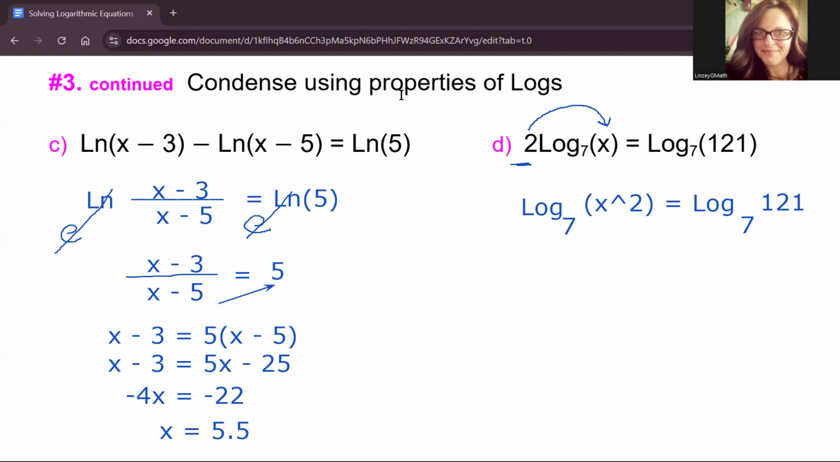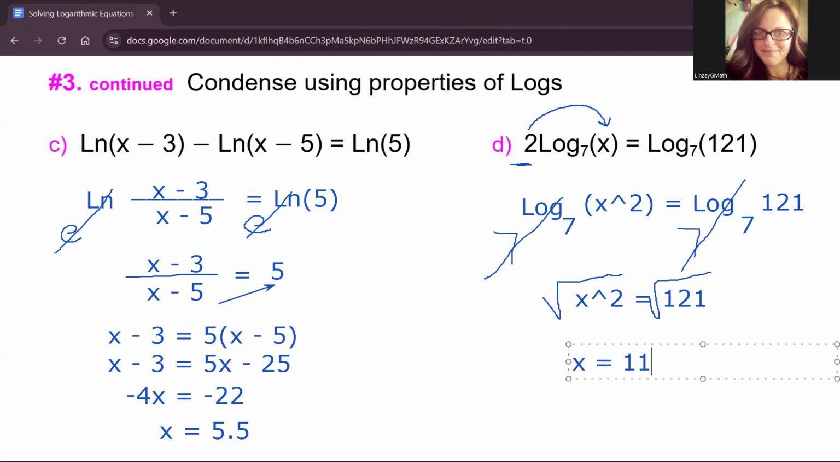And now we could do 7 raised to the power of log base 7 cancels. And we're left with x squared equals 121. And we'll take the square root to undo the power of 2. And we get x is equal to positive 11.